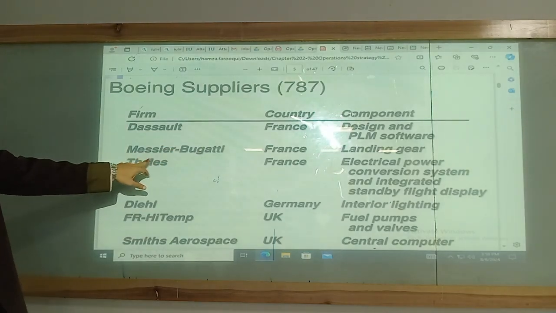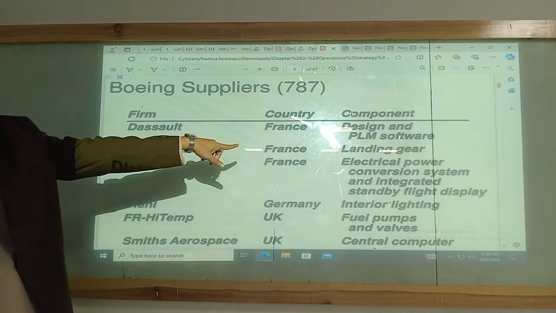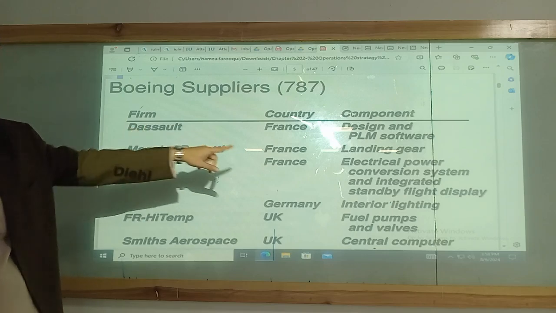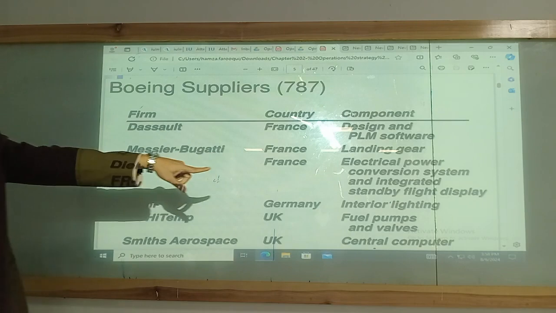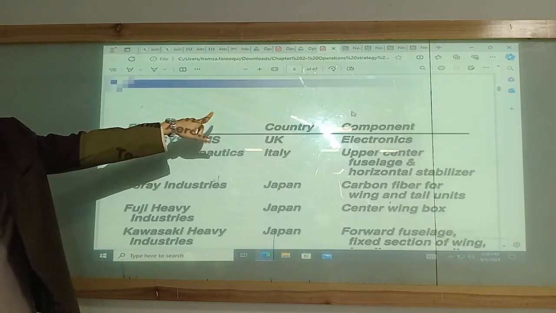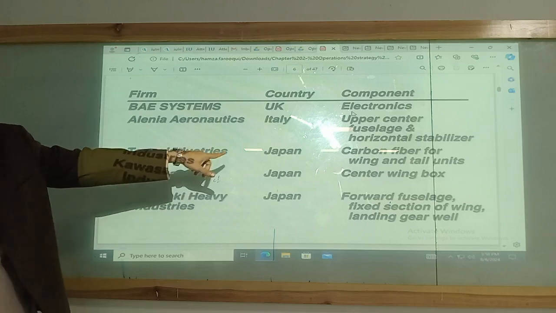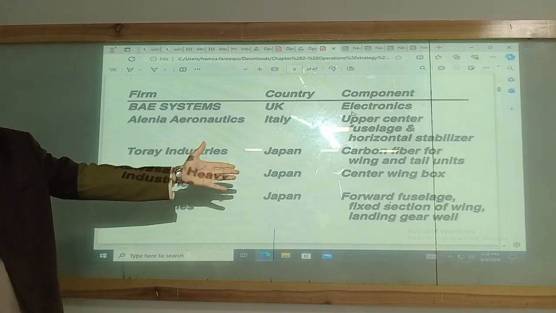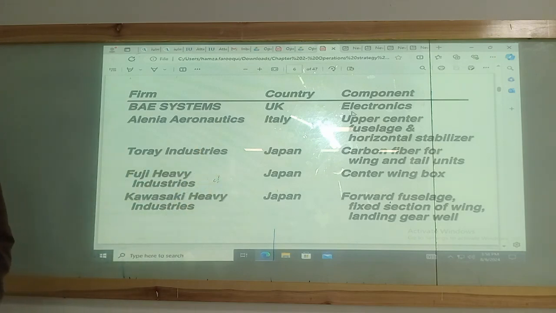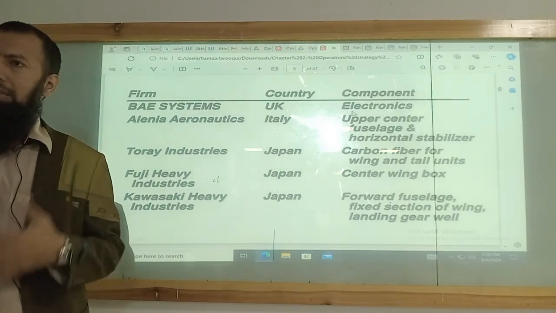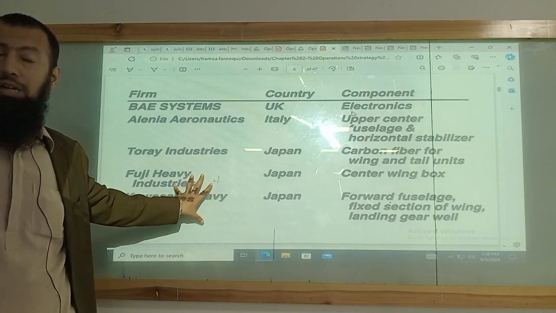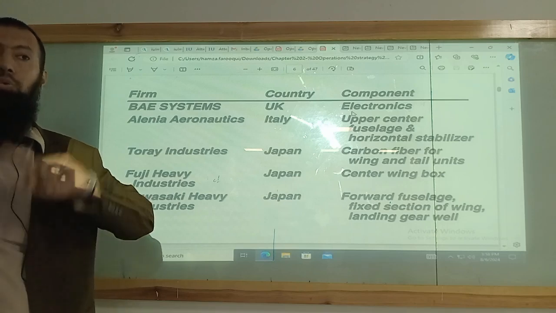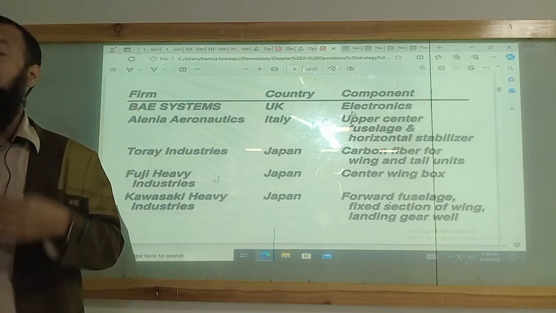Next one is Bugatti, in France. Landing gear comes from Bugatti, France. Thales is in France. Next, Germany: the interior lighting comes from Germany. UK, fuel pump. Italy, upper center. Japan, carbon fiber and wings and other units come from there, and other parts from Japan. So you see it's a long list. They have more than 20 countries where they are getting parts and technology. So basically they are using the world's resources to develop a product that would be competitive.